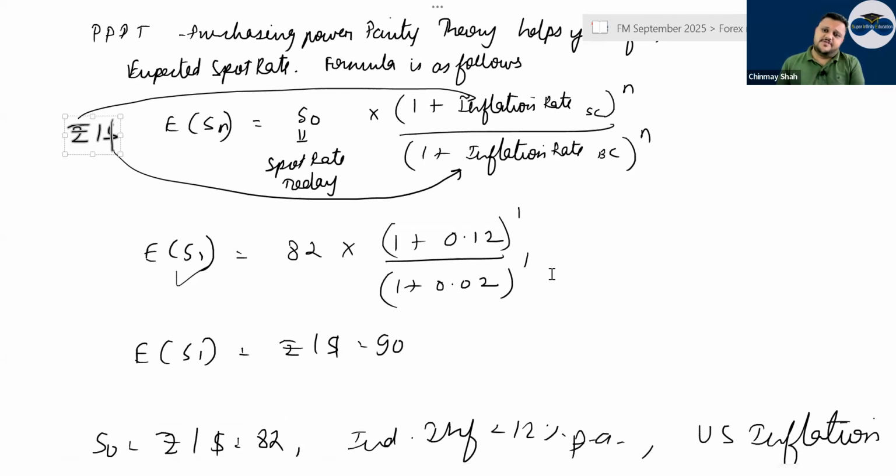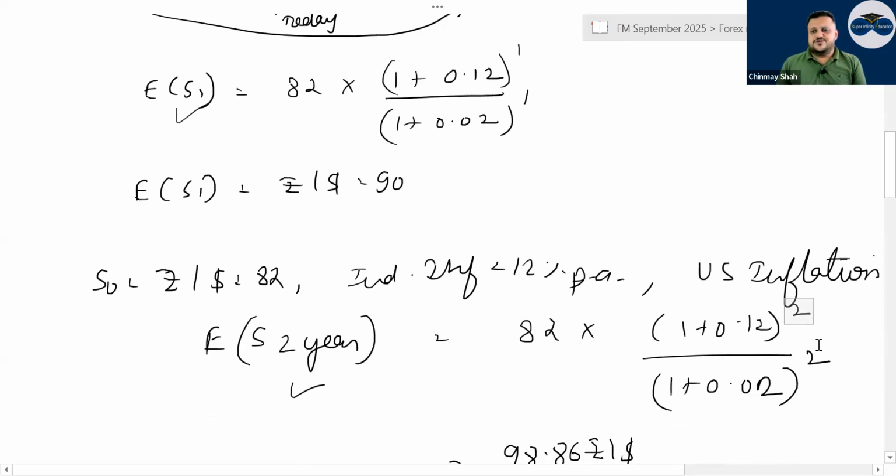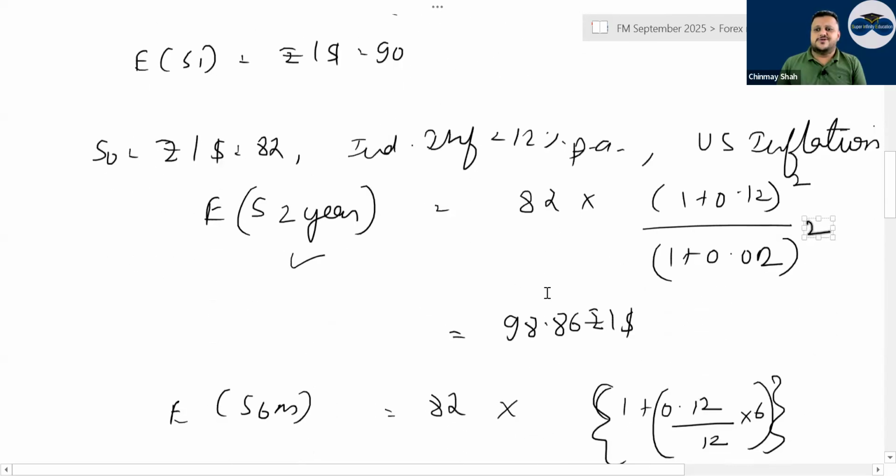into 1 plus what? Tell me. 1 plus inflation of the secondary currency by 1 plus inflation of the base currency. Correct? That is how it is done. If it is 1 year, 2 years, 3 years, you will raise to the power of 1, 2, 3 to find the 2-year or 3-year rate.